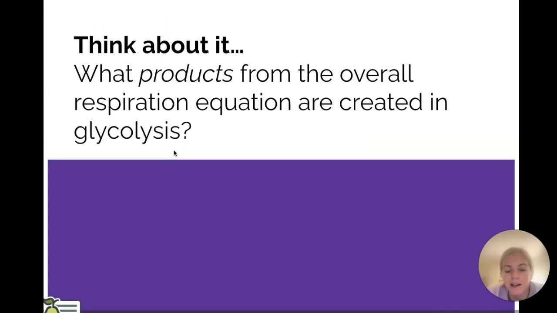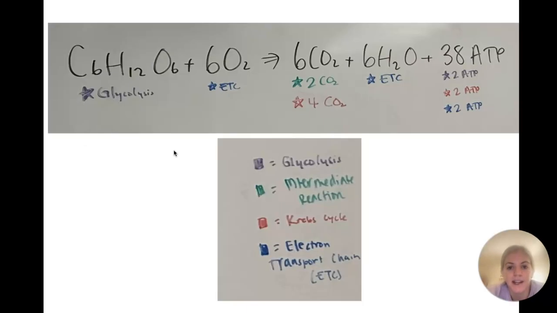What about the products from the overall cellular respiration equation? Remember, we get pyruvate, NADH, and ATP. So which of those show up in the big equation? If you guessed ATP, you are right. And we get 2 of them. So 2 ATP come from glycolysis. So the rest of the things in the equation are going to be used in a different step of the process, so they don't make it to the full equation.